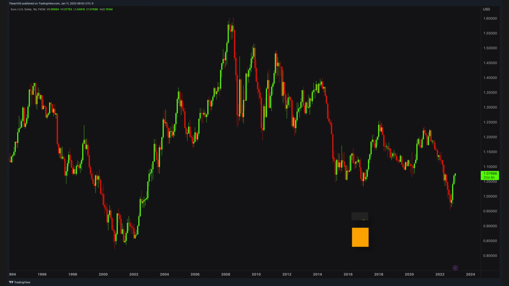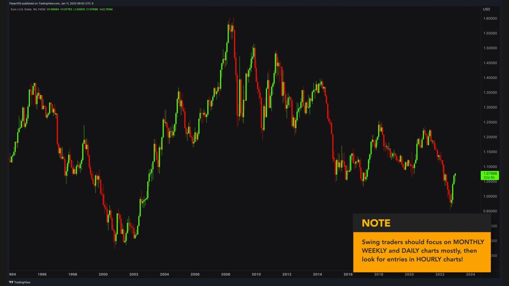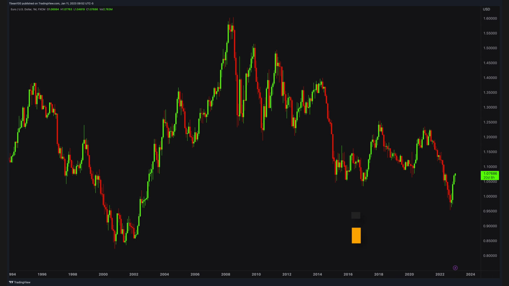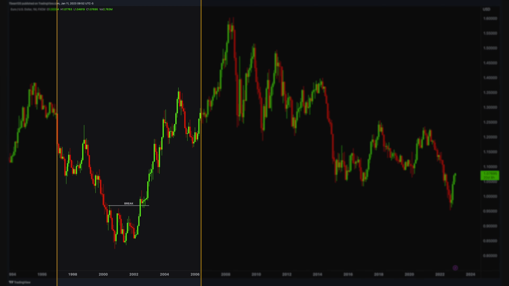Let's work with the Euro USD chart. Again, it is all the same with Bitcoin, Ethereum, gold, or whatever you trade. It makes no difference. First of all, if your trading style is swing trading, I suggest you start with monthly charts and identify the key points in the monthly.